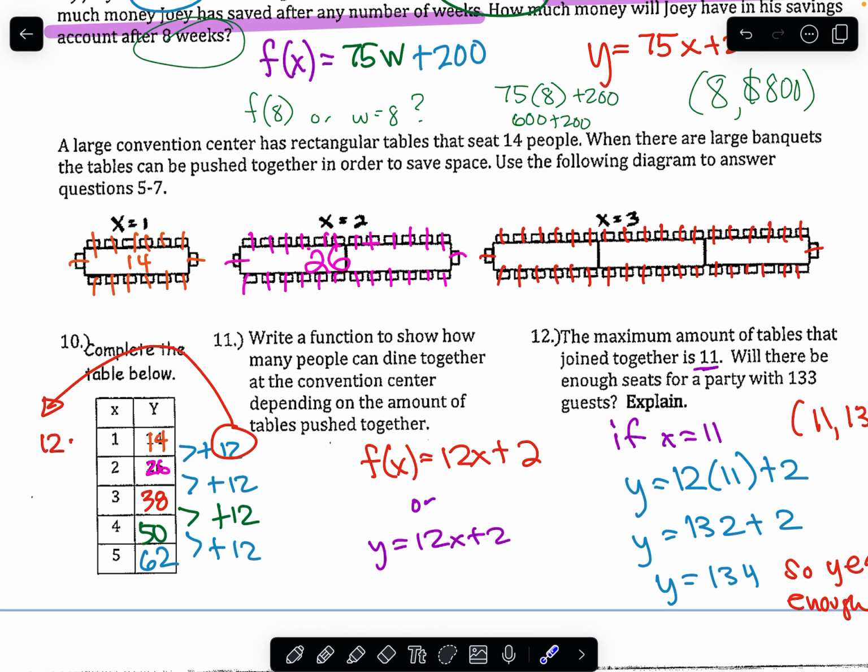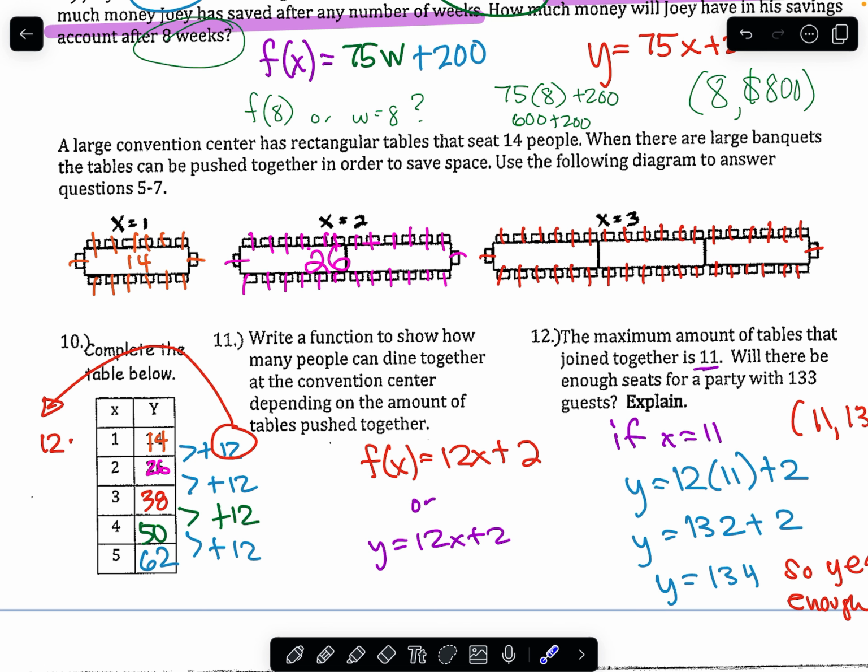On 11, we write the function rule, and we know it's added by 12 every time. So we know we're going to be multiplying the x value by 12, or getting 12x. And then we need to see, how do we get to 14? Well, 12 plus 2 equals 14, so that's why we're adding 2 here. Either way you write it, it's fine.